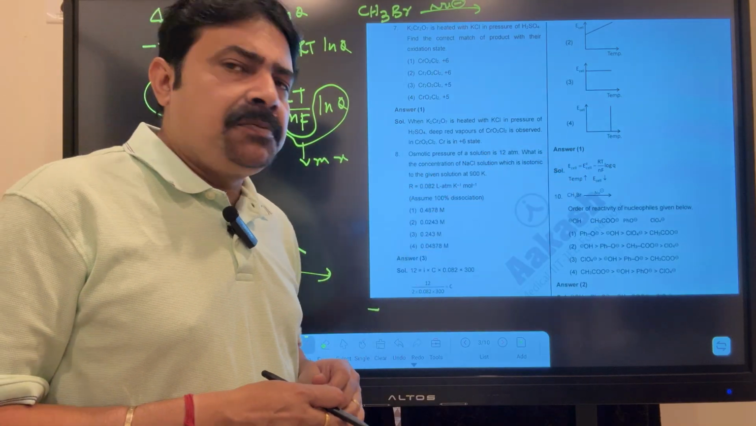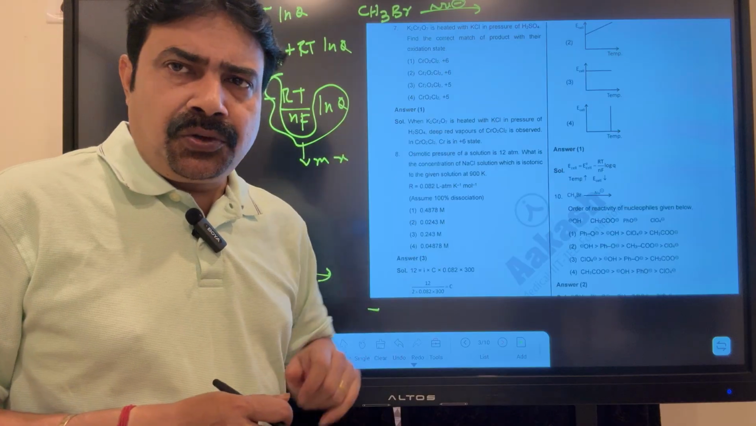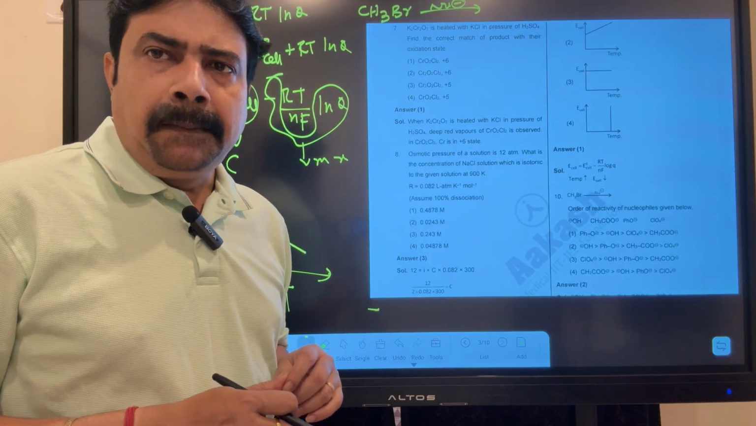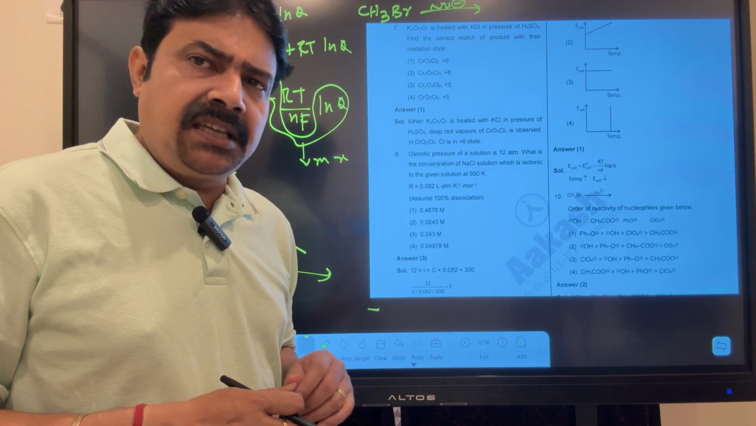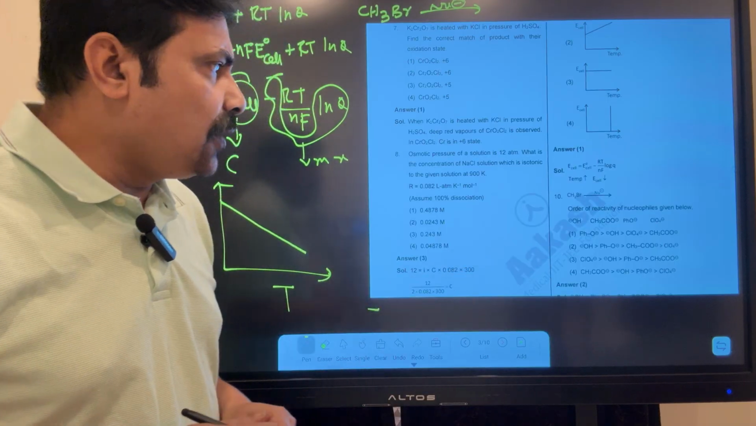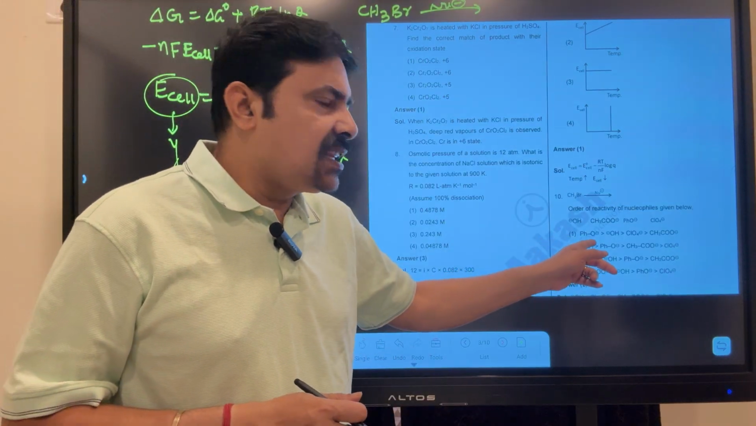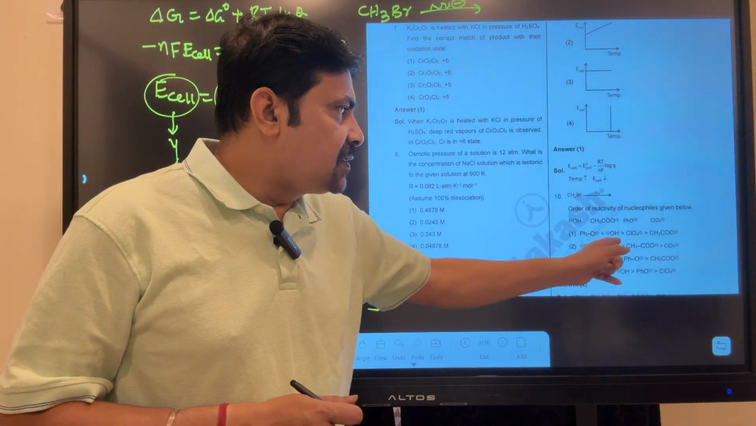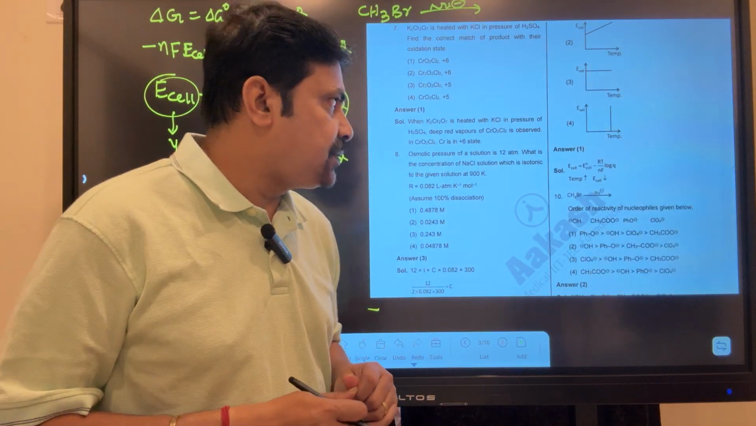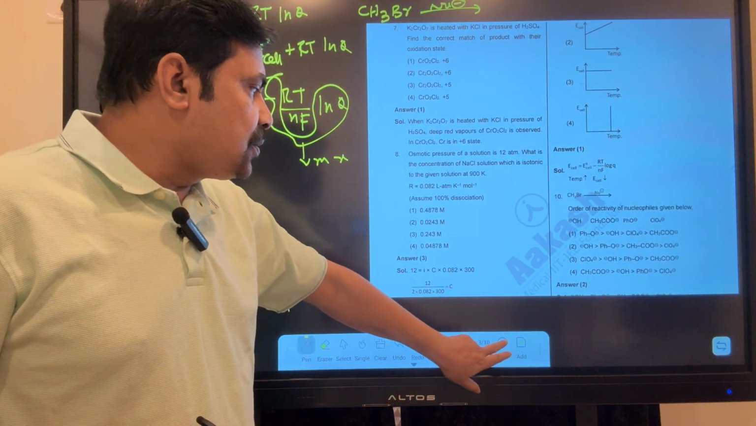That's why OH minus is the least stable and the best nucleophile. The nucleophilicity order will be OH minus greater than PhO minus greater than CH3CO2 minus greater than ClO4 minus. So that's why the second option is correct. OH minus is greater than PhO minus, greater than CH3CO2 minus, greater than ClO4 minus. This was the question. Now come to the next question.